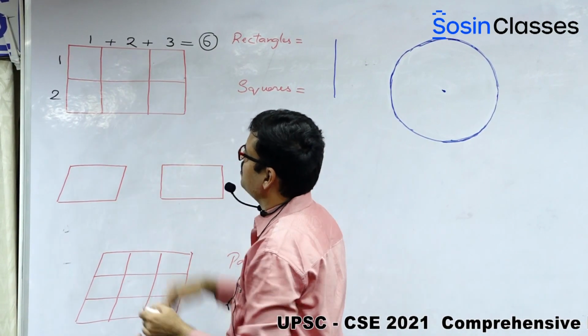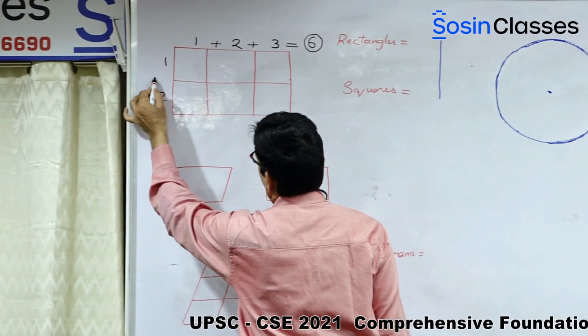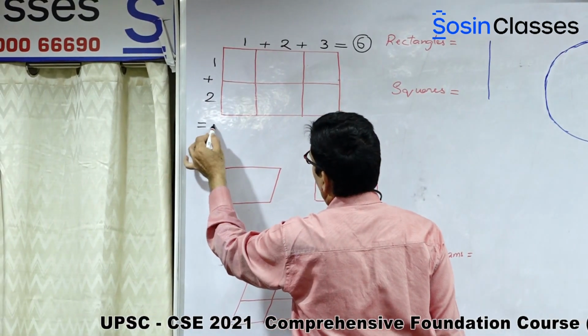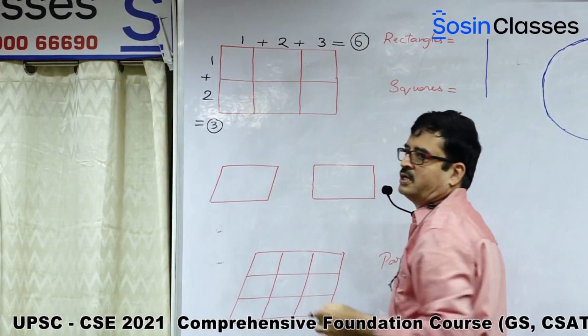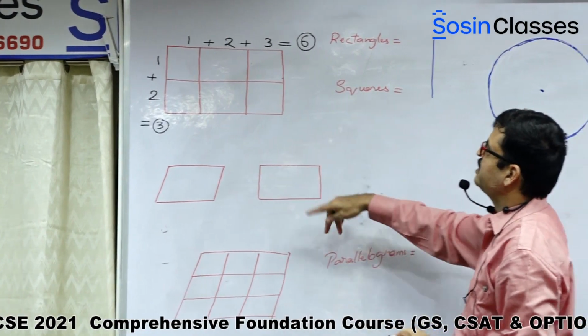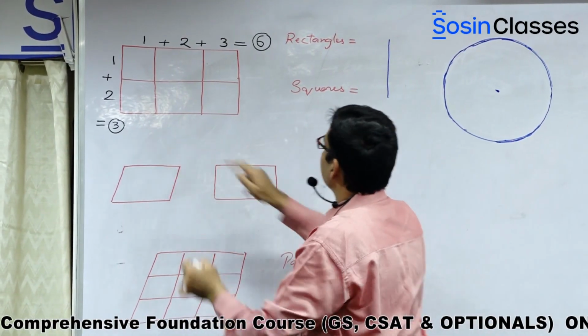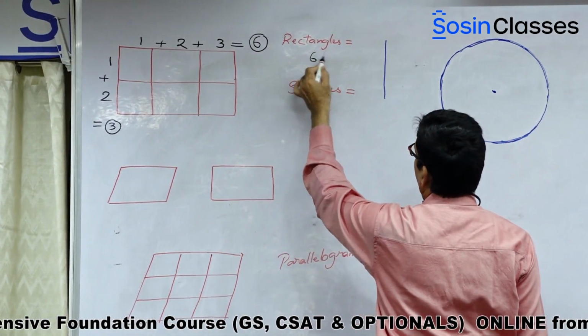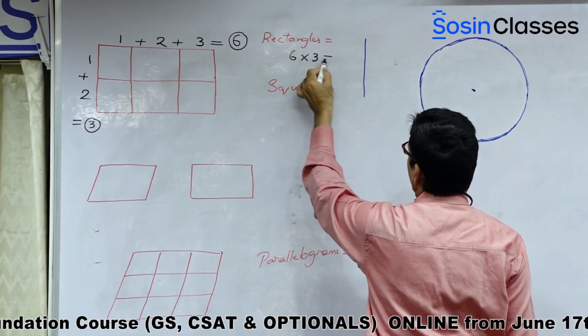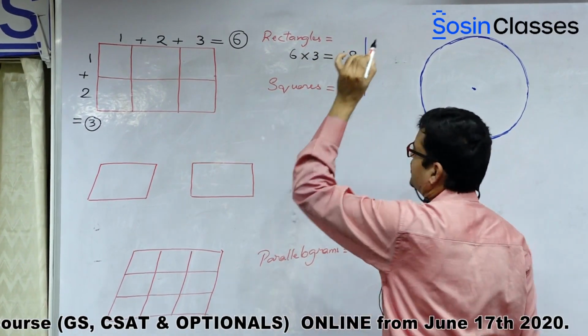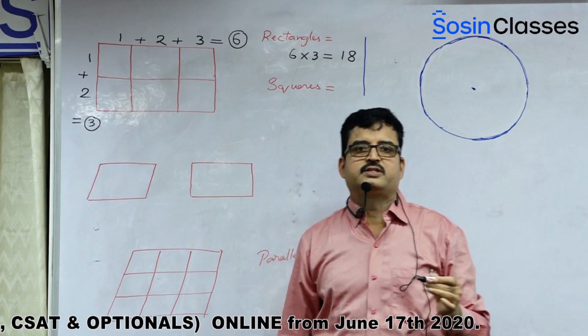Now let us discuss rows. 1 plus 2 is equal to 3. So, how many rectangles are there? Simple, 6 into 3. Please note, rectangles is equal to 6 into 3, that is equal to 18. Am I clear? 6 into 3 is 18.